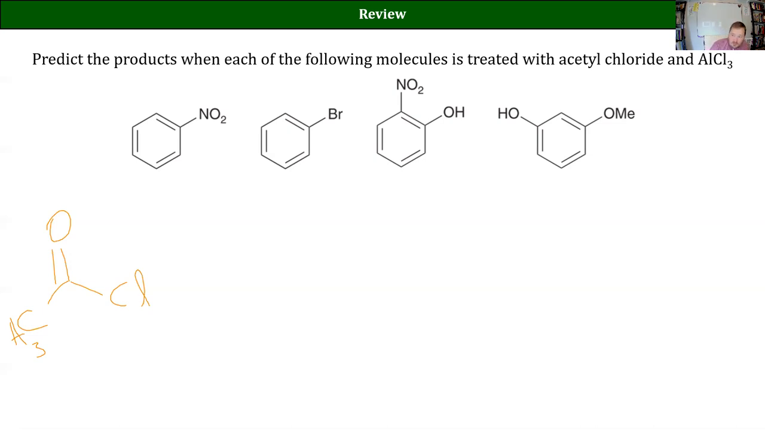All right, so the key with this, we're all going to be adding the same electrophile each time, and the existing substituents are going to determine where we add this electrophile. So if we have a nitro group, that's electron withdrawing with pi bonds, right? And those conjugated pi bonds mean it's a meta director. So we're going to add an acetyl group in the meta position. Either meta position works.